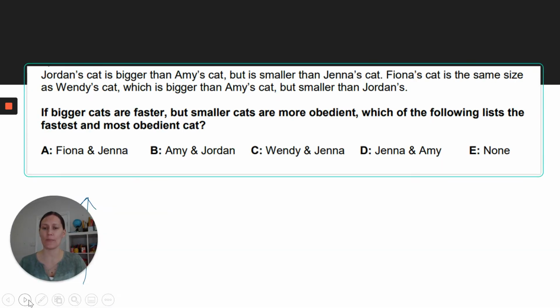Okay, so the first thing I would do here is draw myself an arrow to remind myself how I'm going to be ordering the sizes of the cats. I'm going to go from the smallest cat at the bottom to the biggest cat at the top.